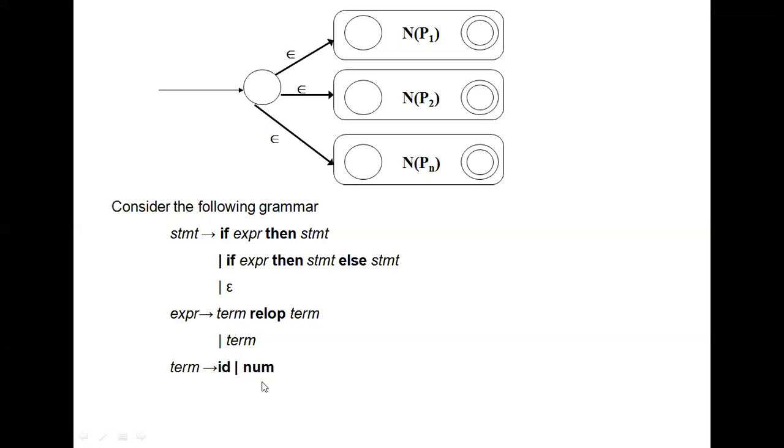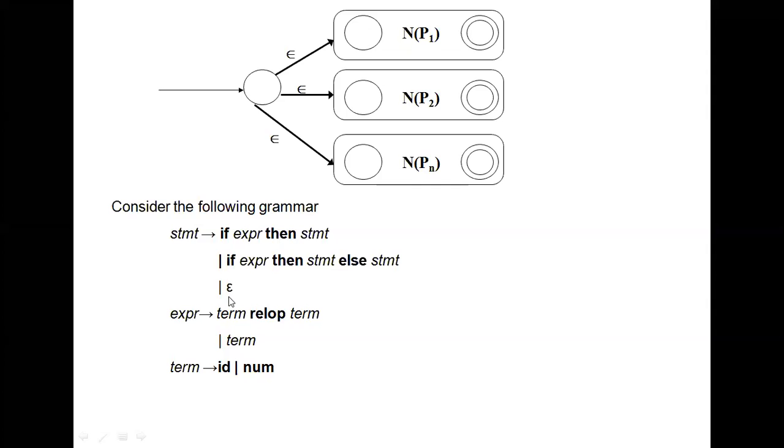See, consider the following grammar. The grammar consists of three variables: statement, expression, term. And the productions are: statement tends to if expression then statement, or if expression then statement else statement, or epsilon; expression tends to term, a relational operator, and a term, or directly it may be a term; and the term may be an identifier or directly a number, right? This is the grammar.